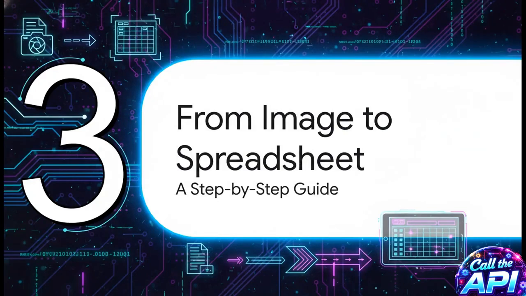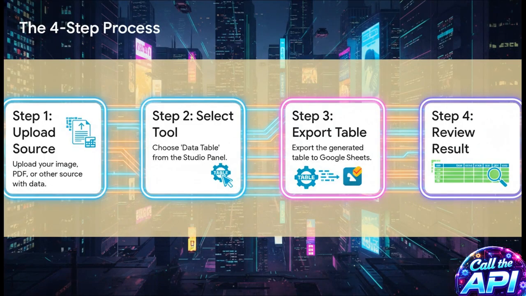Okay, so that sounds great in theory, but how does it actually work in practice? Let's get our hands dirty and walk through the exact process, step by step, to turn that static image into a dynamic, usable spreadsheet. And you're going to love this. It's just a simple 4-step process. You upload your file, you select the data table tool, you export it, and then you give it a quick review. Let's break each of those down.